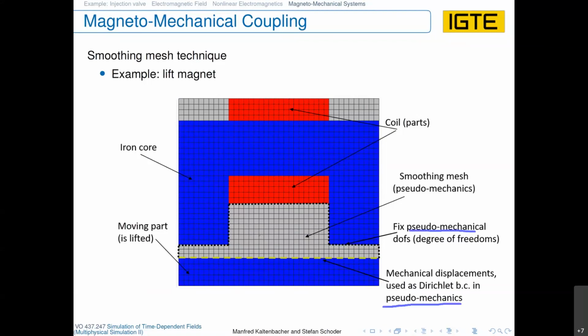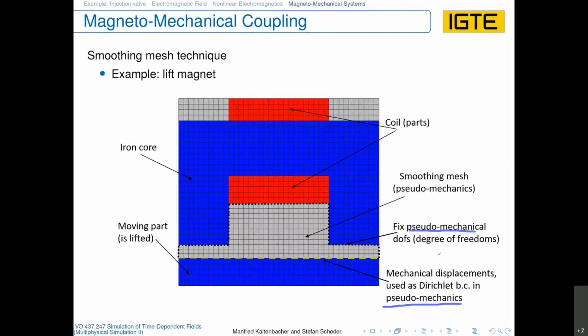And so you redistribute the mechanical displacement on the surface also within the inner part of this gray computational domain, where you compute the pseudomechanical displacement. So this is an extra computation just to redistribute this mechanical displacement. We also call it a smoothing mesh technique.